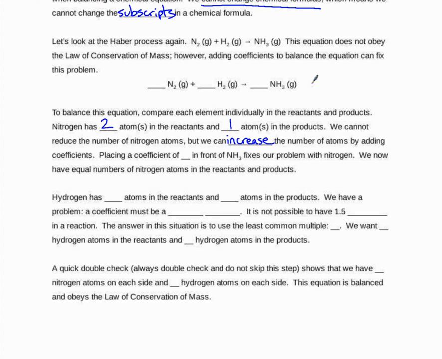So here's what I can do. I can put a coefficient of 2 in front of the ammonia. And now when I take a look at it, I have 2 nitrogen atoms in the reactants, and now I have 2 nitrogen atoms in the products. The only way to fix this is how I did it, by adding a coefficient. I did not change any formulas. Do not change any formulas.